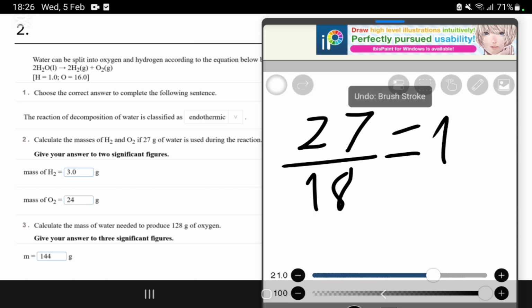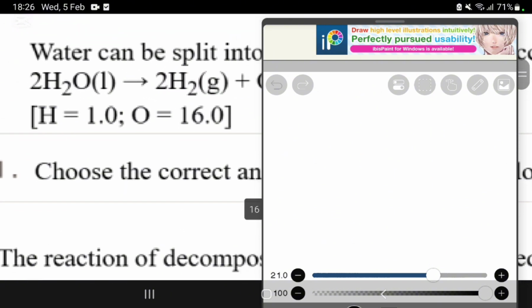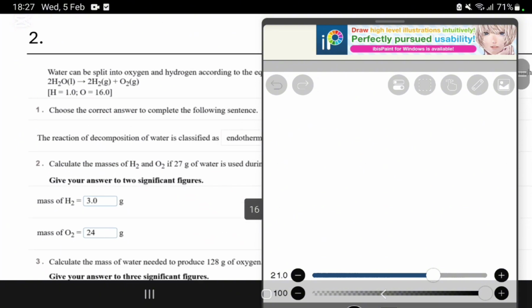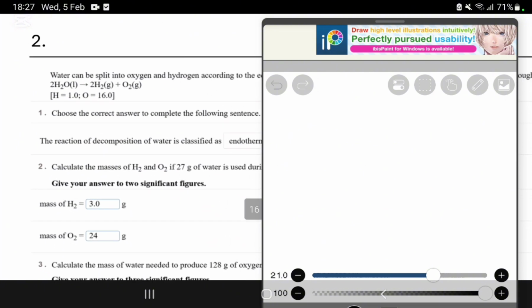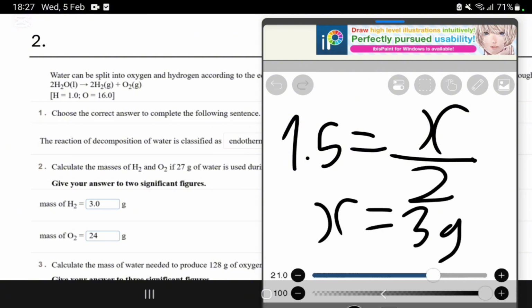Okay, so now we know that we have 1.5 moles of H2O. First, let's find out the mass of H2. Since here we know that the ratio of moles between water and hydrogen is 1 to 1, this means that the moles are the same, which will help us find the mass of hydrogen. 1.5 is equal to x, which is the mass, over the molar mass of hydrogen, which is 2, which will give us x is equal to 3 grams.